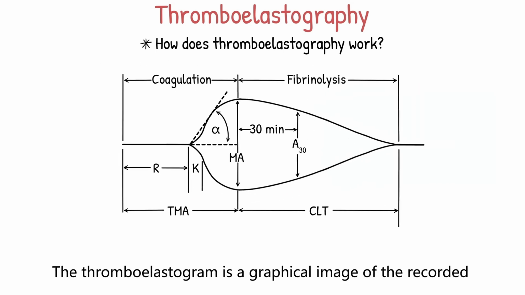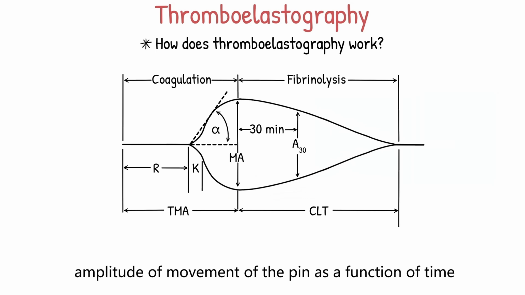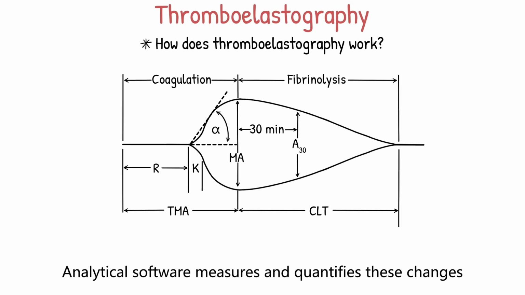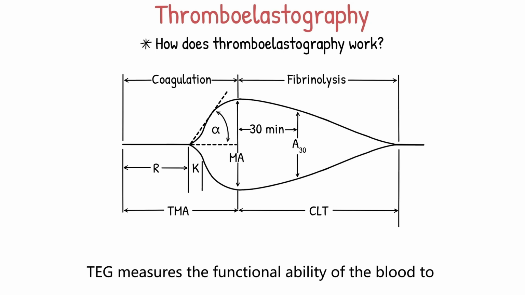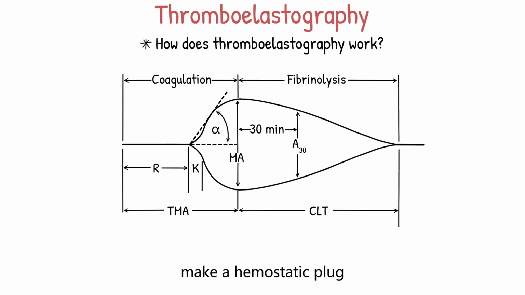The thromboelastogram is a graphical image of the recorded amplitude of movement of the pin as a function of time. Analytical software measures and quantifies these changes. Therefore, TEG measures the functional ability of the blood to make a hemostatic plug.